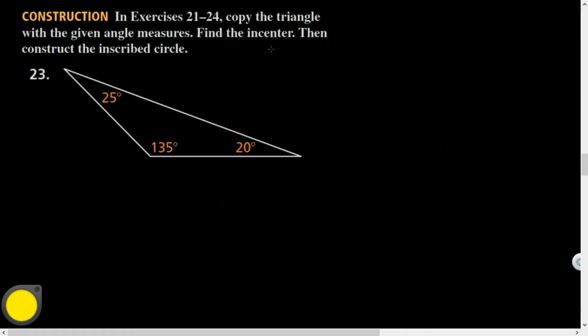The incenter is the intersection of what types of special segments? The incenter is the what? Angle bisectors. Angle bisectors. So let's construct some angle bisectors.